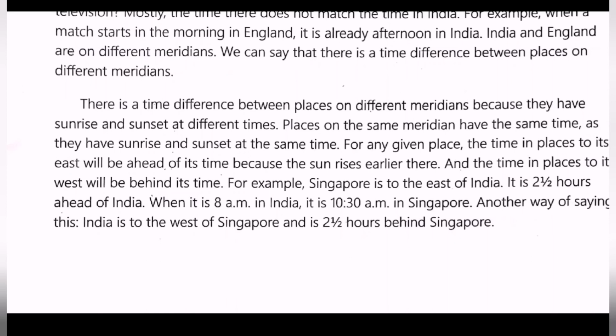For example, Singapore is to the east of India. It is 2.5 hours ahead of India. So Singapore, which is in the east direction of India, is 2.5 hours ahead. When it is 8 a.m. in India, in Singapore the time will be 10:30 a.m. Another way of saying this: India is to the west of Singapore and is 2.5 hours behind Singapore.